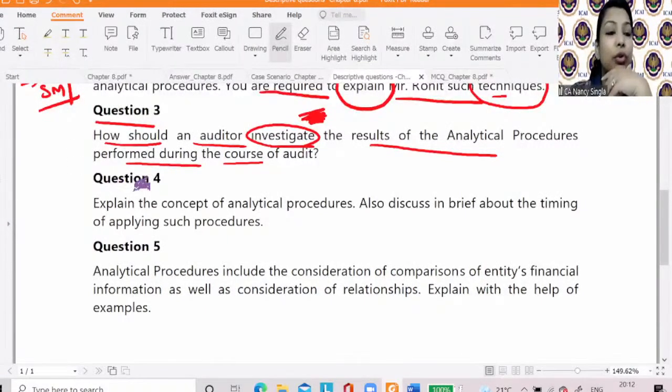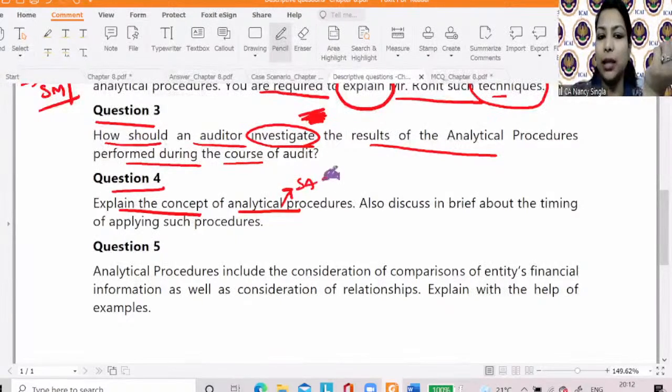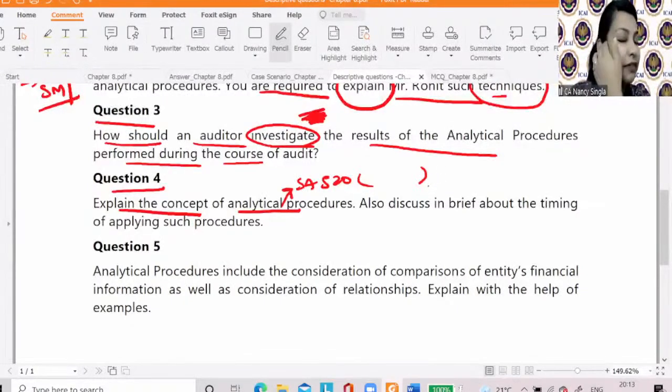So question number 4, explain the concept of analytical procedures. ठीक है, तो यहाँ पे we'll write essay 520 में जो there is a definition जिसके अंदर there are 2 things, that analytical procedure is evaluation of financial information through analysis of plausible relationship among both financial and non-financial data. It also encompasses the investigation as is necessary of identified fluctuations, inconsistent relationship, and the difference from the expected results by a significant amount.